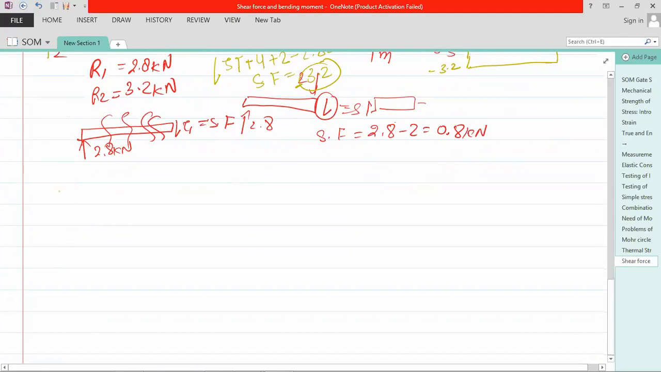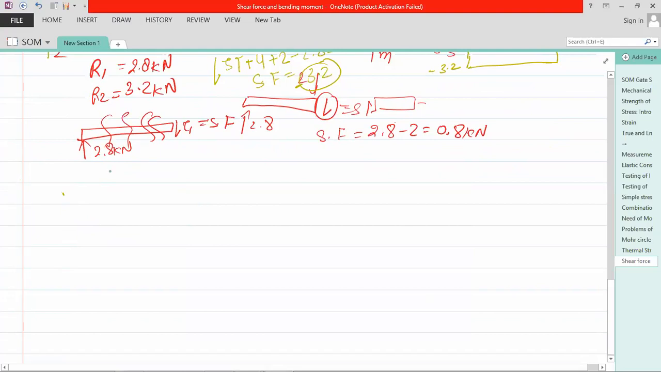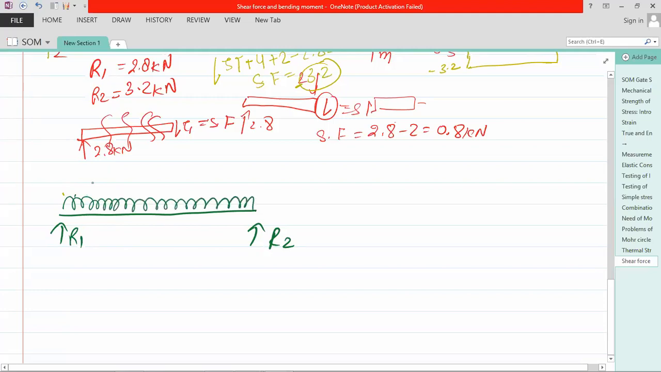So suppose this is a beam that is acting W. This is reaction force R1. This is force R2, and it is acting with UDL. Suppose UDL, that is w per meter, that is small w. Now this length is L, and we have to obtain the shear force.